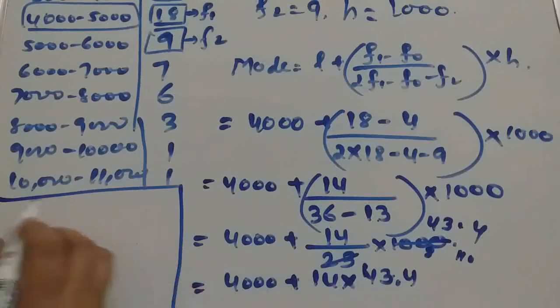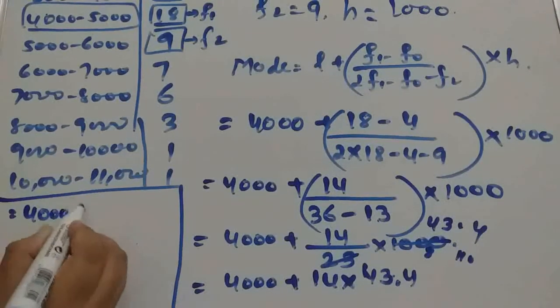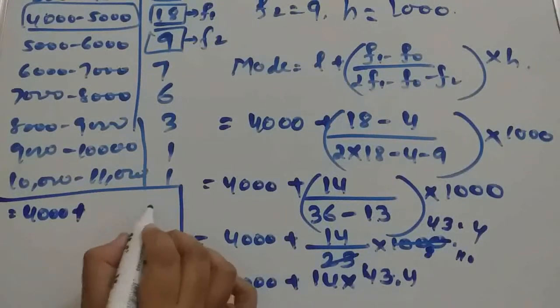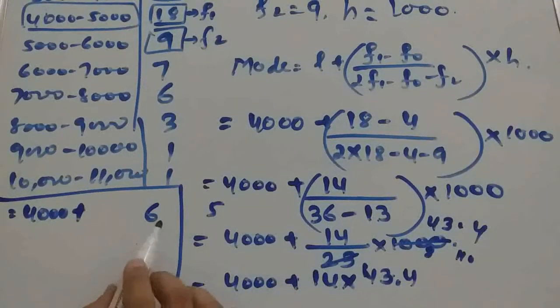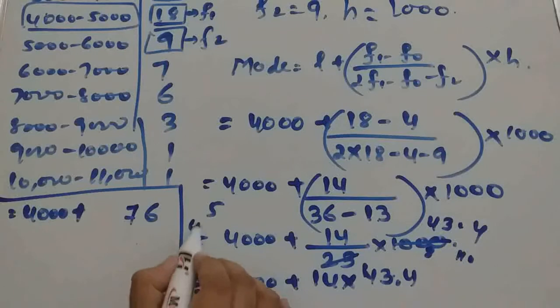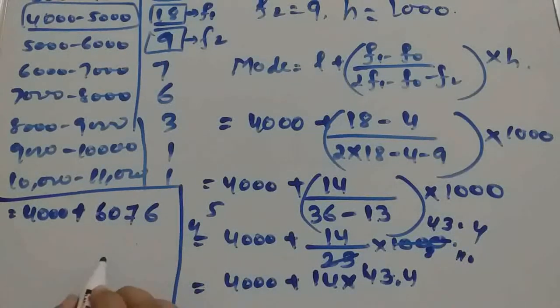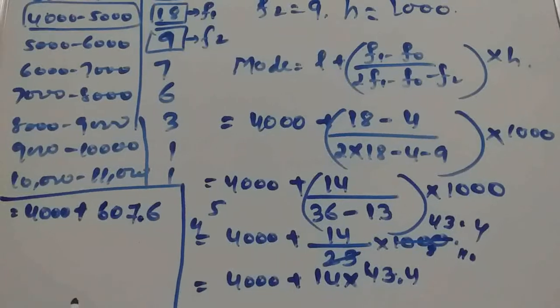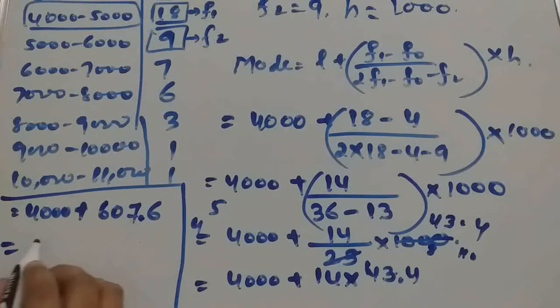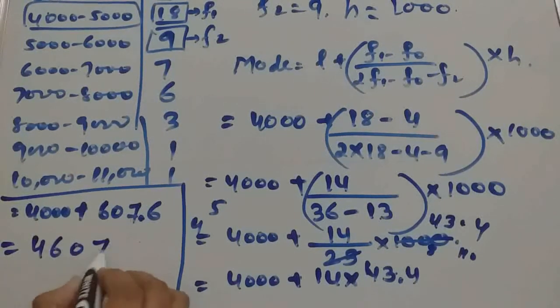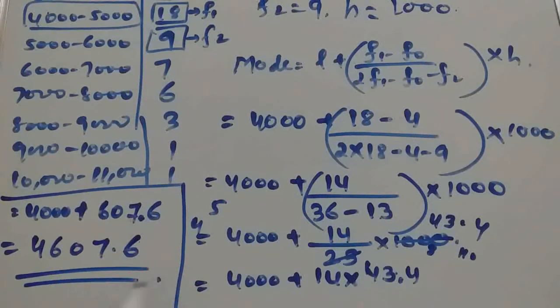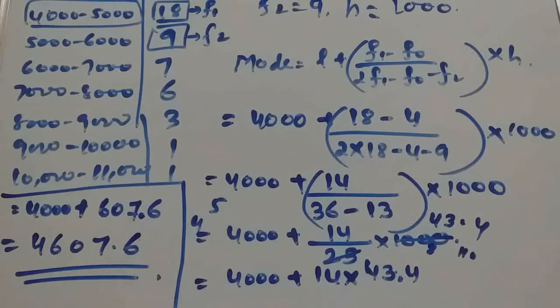Now we'll multiply 43.4 with 14. So 4000 plus. 14 fours are 56, 42 and 5 is 47, then 60. After one digit decimal, so after one digit decimal. Now add these, and you will get 4607.6. So this is your modal run, we can say.